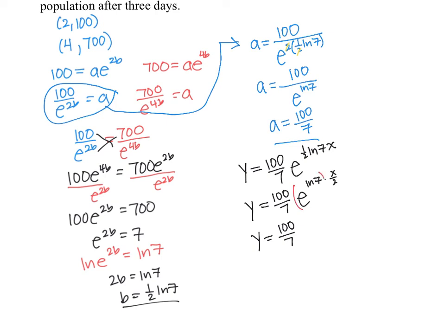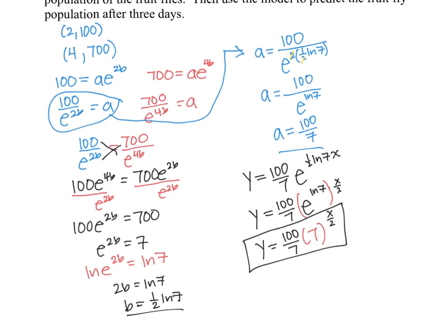Okay, if I do e to the ln 7, that simplifies down to 7. And I keep the x over 2 out there. Okay, this is a good answer like this. There's often an equivalent answer that's just as good, and as long as you show your work, I'm fine with whichever way you do it. Okay, all that work was to get the equation, but let me go back to the question.